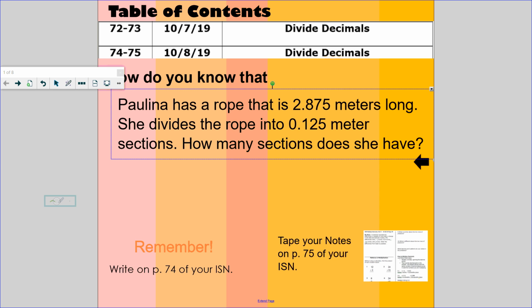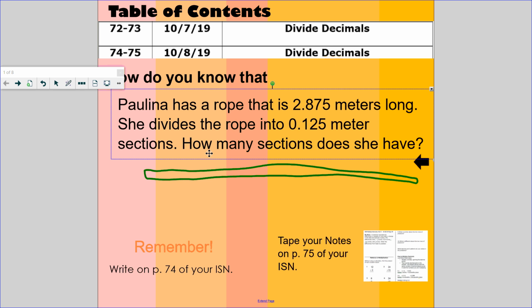That's the main thing. So she has this really long piece of rope right here. The length of it is 2 and 875 thousandths meters long. She divides them into smaller sections. Each section is 0 and 125 thousandths. So you need to figure out how many groups of 0 and 125 thousandths go into 2 and 875 thousandths. You're finding how many of this go into that.